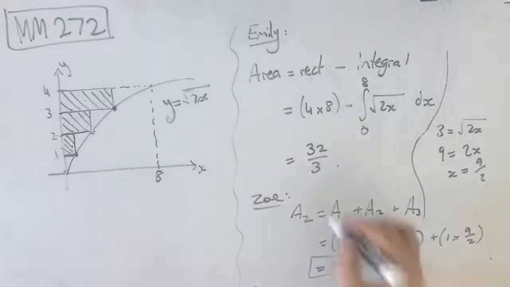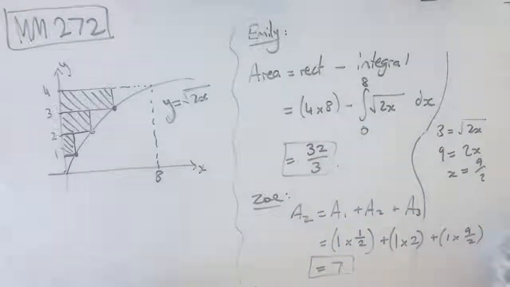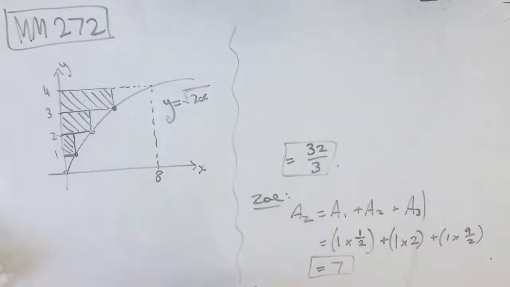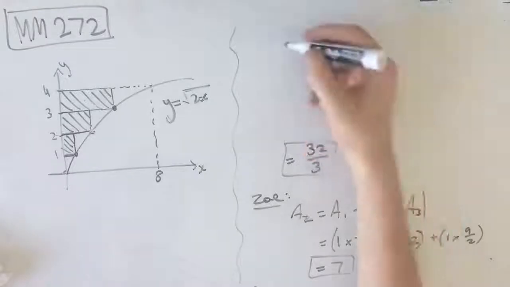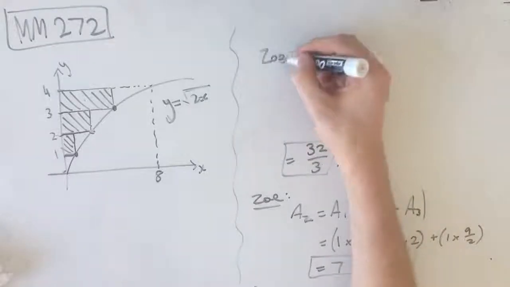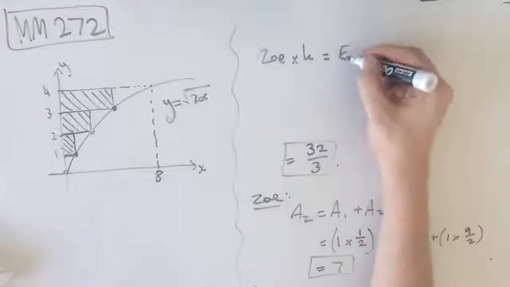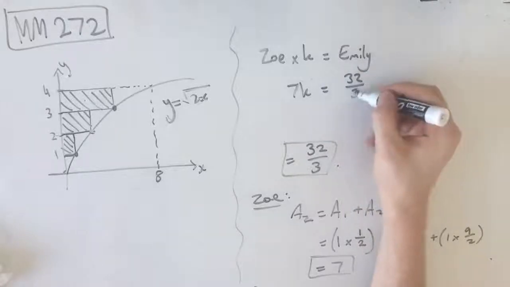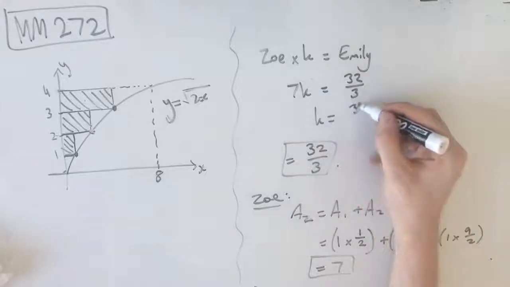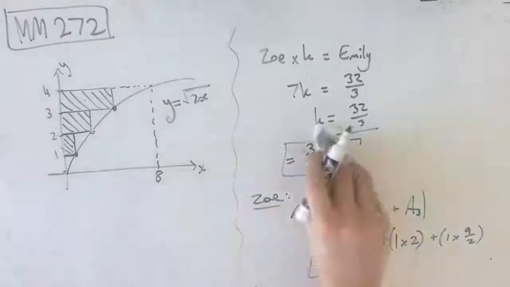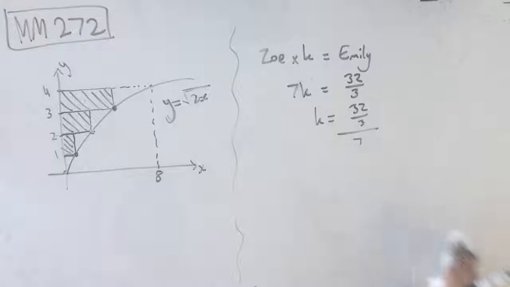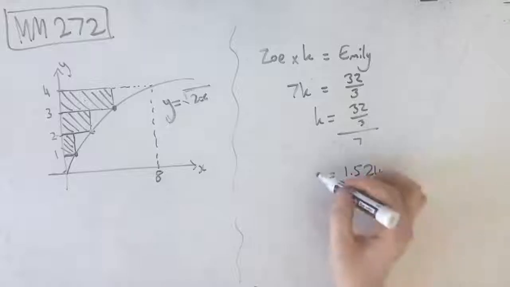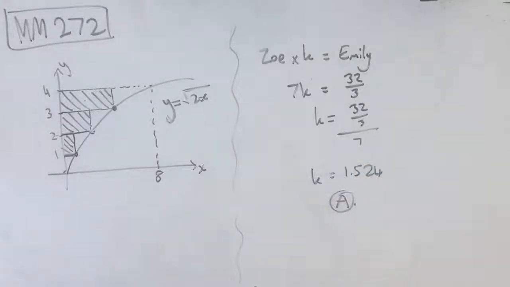So this is our area for Zoe, this is our area for Emily, and now we need to find an enlargement factor, which we can apply to Zoe's result to get Emily's result, which means that Zoe's result times k is equal to Emily's result. So 7k is equal to 32 over 3, which means that k is equal to 32 over 3 divided by 7. And what this gives us, correct to 3 decimal places, is 1.524, which is A. So our answer is 1.524, option A, guys.